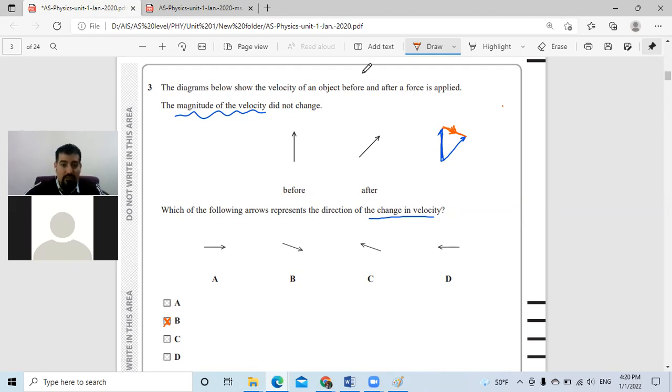So the answer is B. If they ask about the force, it will be in this direction. If they ask about the force that acts, it will be perpendicular.